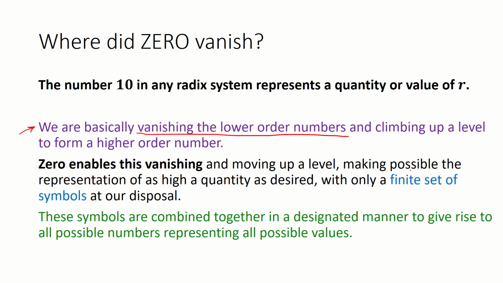And climbing up a level to form a higher order number. So 0 enables this vanishing. The vanishing is not possible with any other number or any other digit. This vanishing is not possible with any other digit. I hope you got this point.